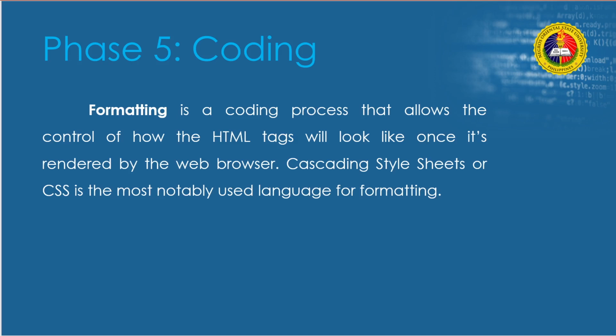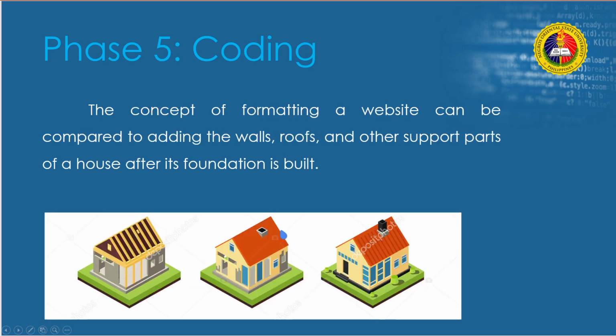Because HTML elements are just text, right? So we have to control, we have to edit, we have to format it so that it will look different when we render it on the screen. And that will be using CSS or cascading style sheet. So if we're going to compare it to building a house, this is the foundation. So this is like adding the roof, adding the walls, the windows, the doors, and any other parts of the house that will allow people to live in it and protect us inside.